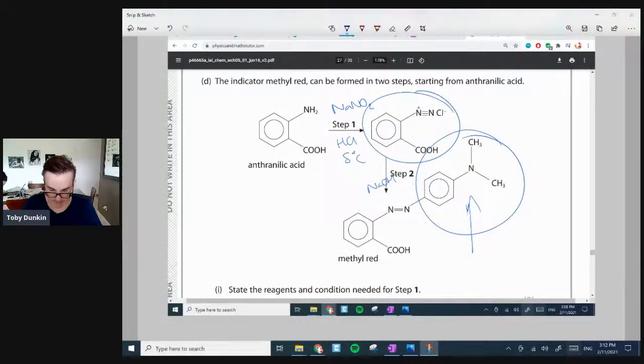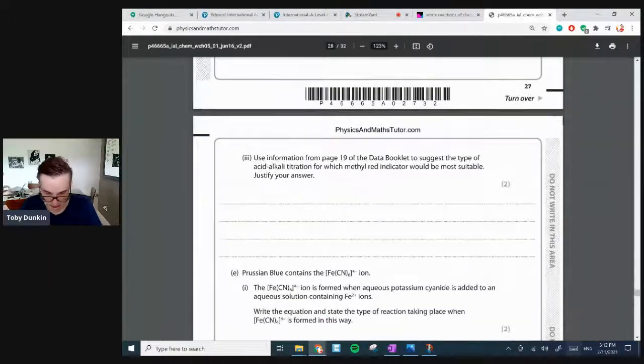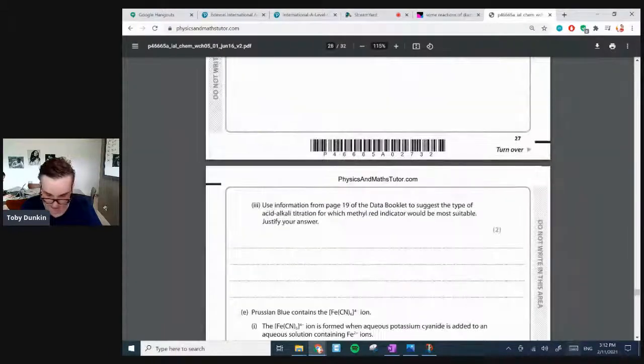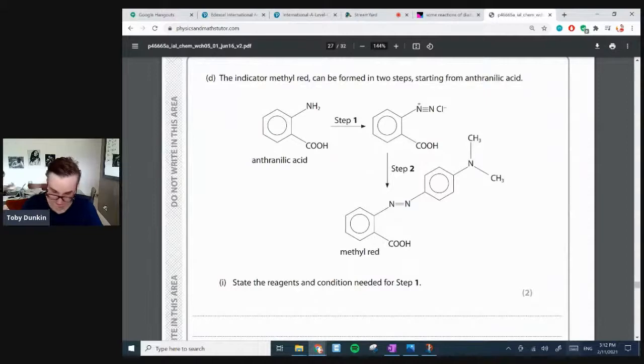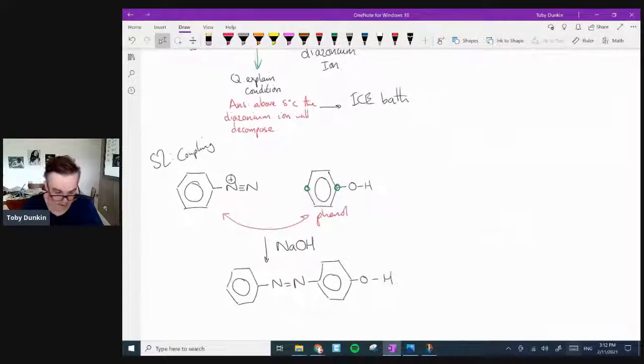They're going to ask you to name it, aren't they? They're going to say name it. Then they ask you to use information on the page to suggest the acid and alkali types for methyl red. That's stupid. At that point they've left the whole process, but it's relatively straightforward. So it is worthwhile at this point.